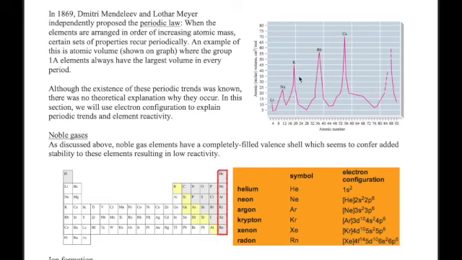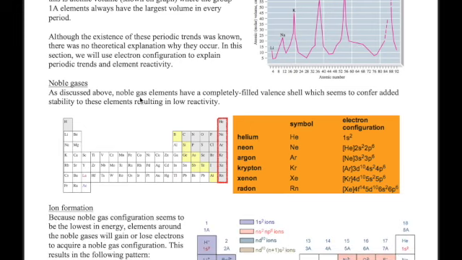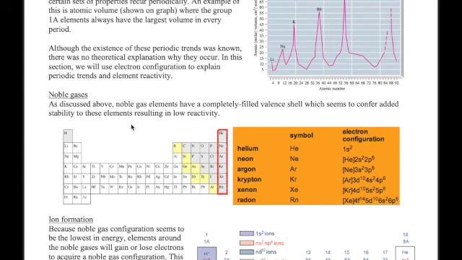It was understood that there's some type of repeating pattern that occurs in the elements, and of course the idea is that there must be something about the way things are organized in the atoms of these elements that gives rise to these periodic patterns. The first explanation we can give once we understand quantum mechanics is just the stability of the noble gases.